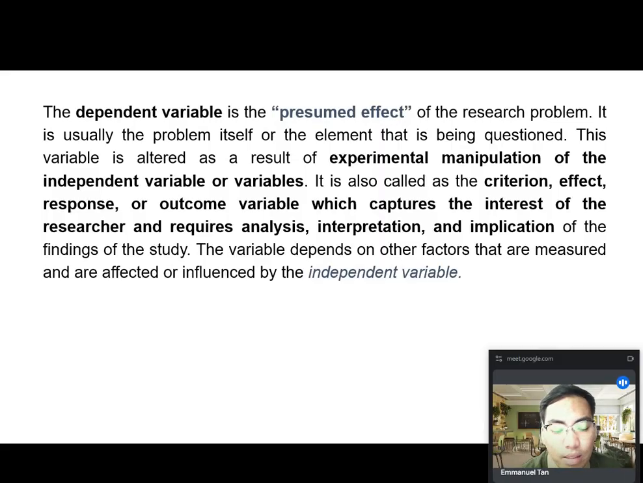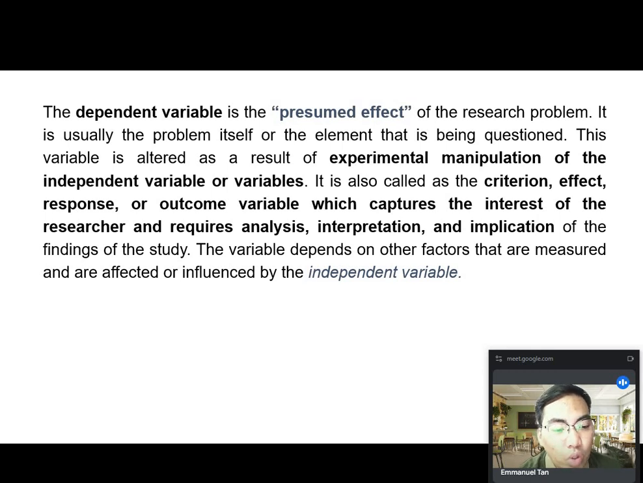Next is the dependent variable. This is actually the presumed effect, okay? The presumed effect of the research problem. So, from the example earlier, kita ninyo yung possible high score na makuha ng estudyante. Okay? Base doon sa tagal ng kanyang pag-review. Okay? So, the score of the student is actually the presumed effect. Okay? Now, it is altered as a result of experimental manipulation of the independent variable or variables.